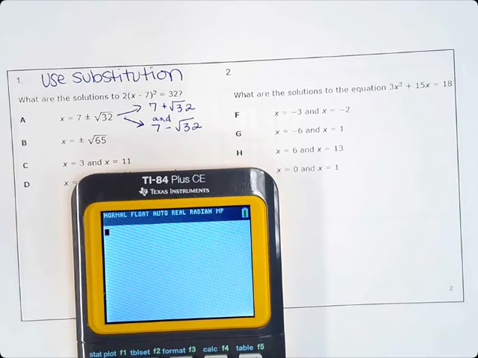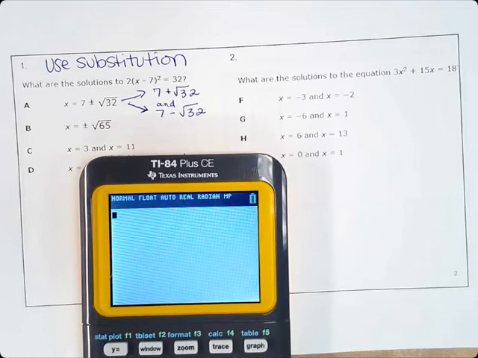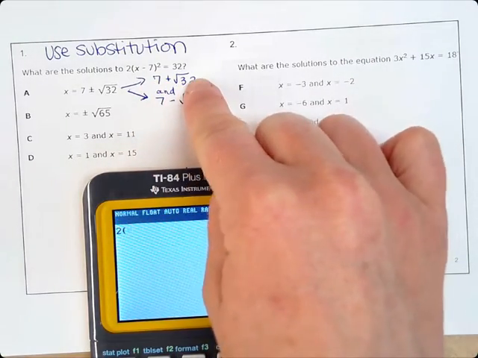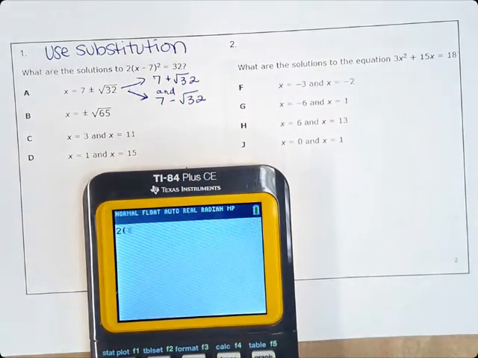When you substitute it in, put it in parentheses. So we'll put 2, parentheses. Then we're going to replace x with 7 plus square root of 32. So we need to do a parentheses again. 7 plus square root 32. That's my x value.